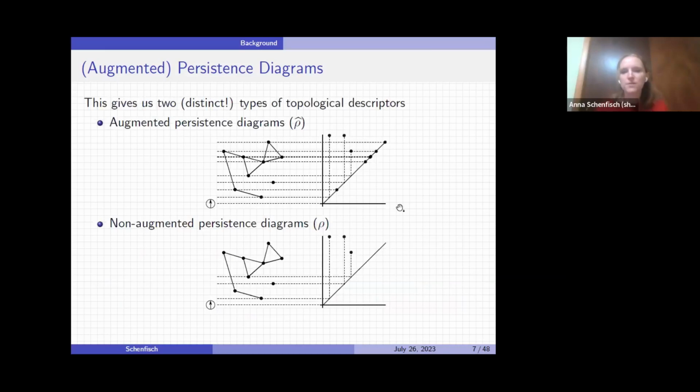Okay. So we've already seen two different types of topological descriptors. We have our augmented persistence diagrams, which I'm going to denote rho with a little hat. They have these on-diagonal points. And then our non-augmented diagrams, which I'll just denote rho.